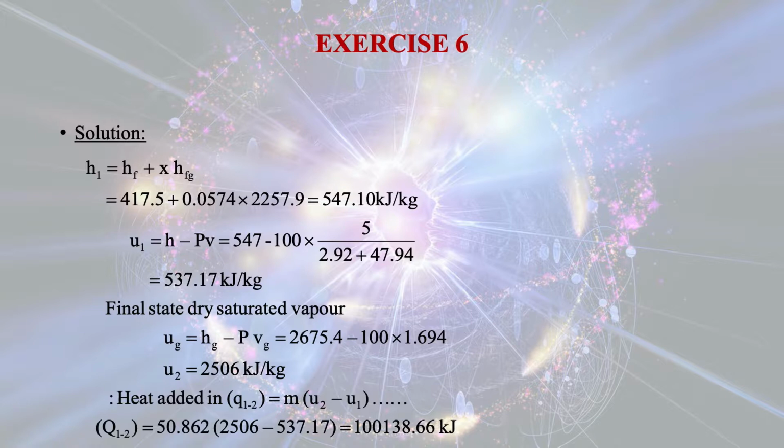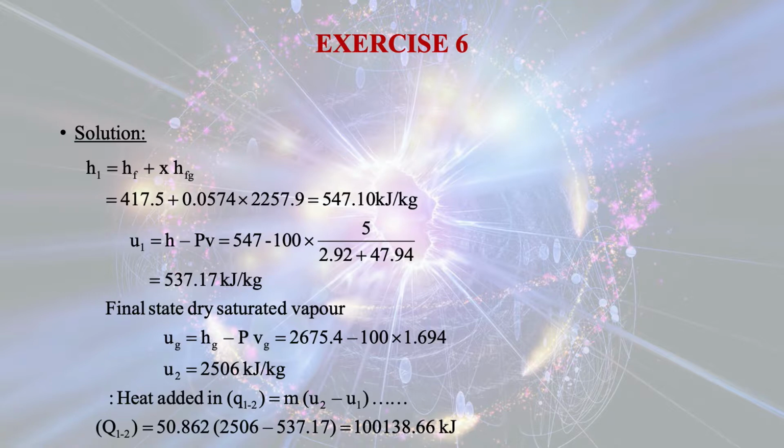Now the final state is dry saturated vapor. So ug is equal to hg minus p vg. So hg is known from the steam table, that is 2675.4, minus pressure, which is given as 100 bar, multiplied by 1.694. So you can calculate the value of u2. It comes out to be 2506 kilojoule per kg.